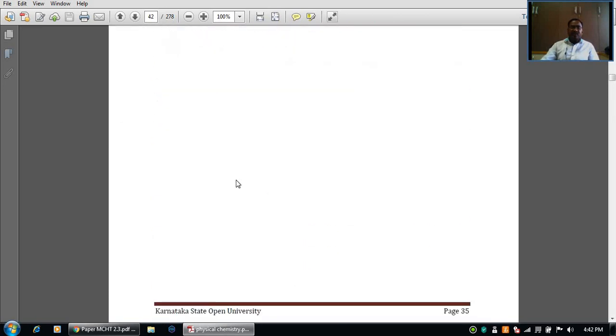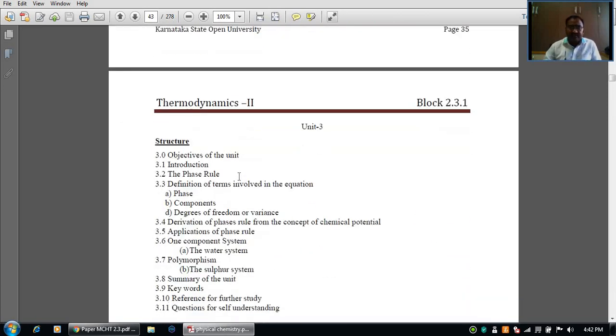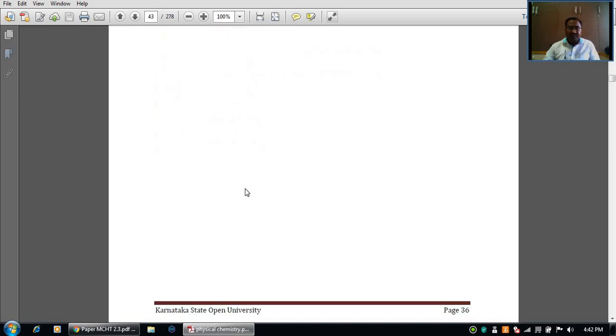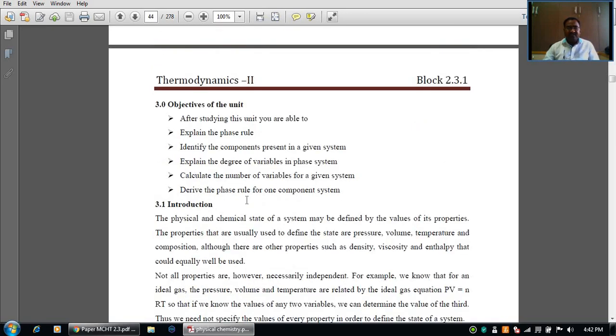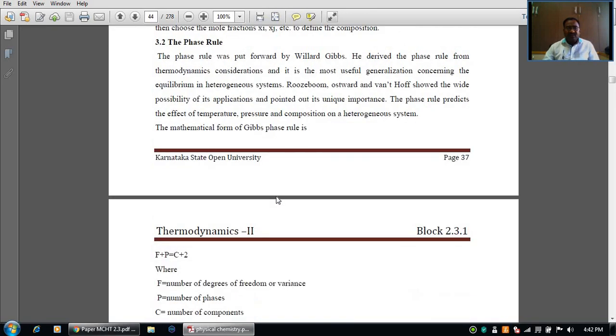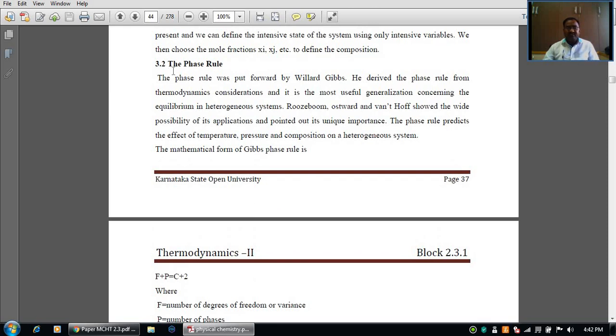That first block, the third unit, is the phase rule. The phase rule was discovered by Willard Gibbs. It predicts the effect of temperature, pressure and composition on a heterogeneous system.